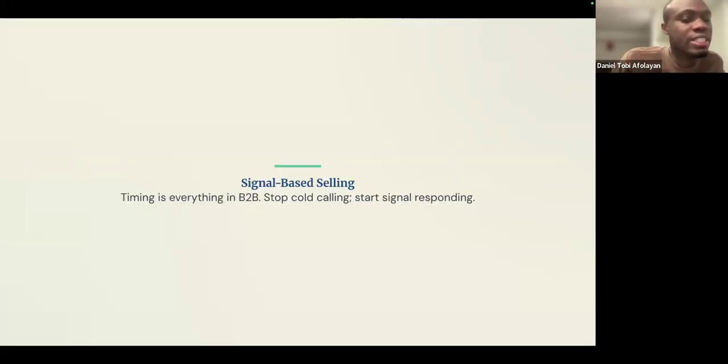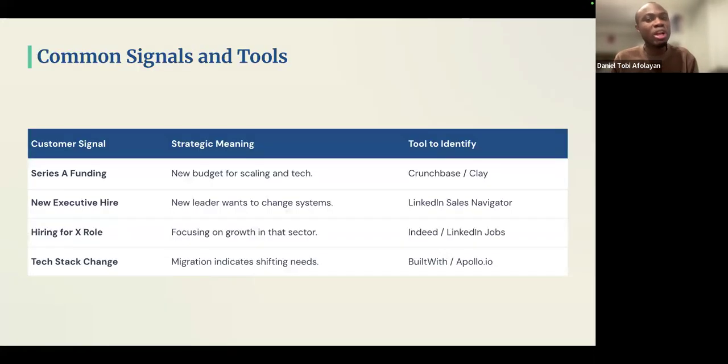Also, there's something called signal-based selling, because you don't want to cold call. You don't want to just talk to people in a cold way. You want to ensure that you respond to signals. If someone is raising funds, it means they have a business that is raising funds and you have some solutions for them. You go on Clay.ai to look for that signal, or you also use Crunchbase, which shows you that they have new budget for tech, new budget for scaling. Maybe they just hired a new executive and they want to change their systems. They want to put some new things in place.